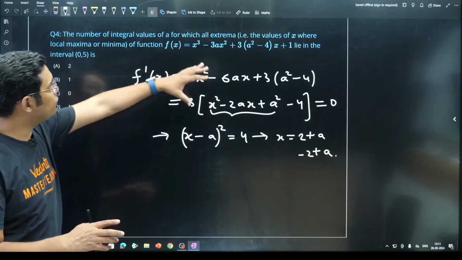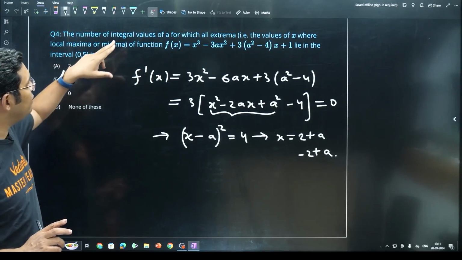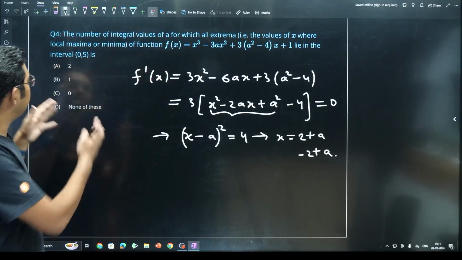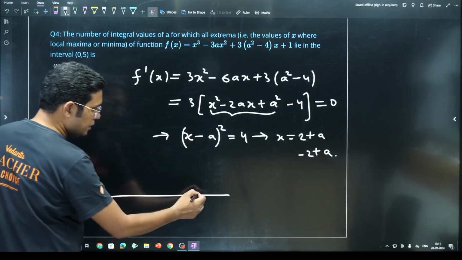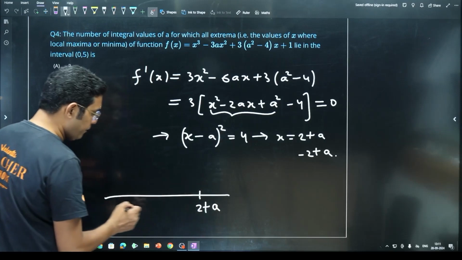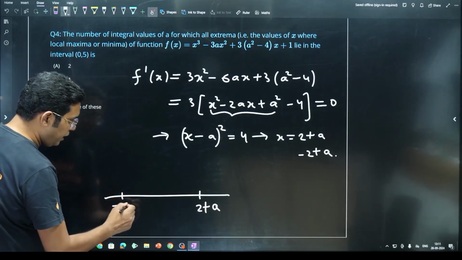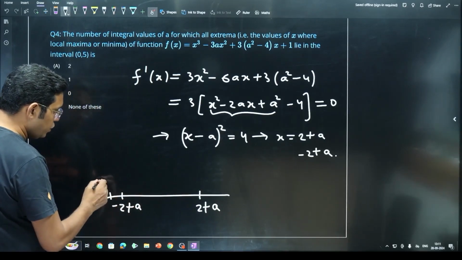Combinedly you can say points of extrema, which is what they are asking. Number of integral values of a for which all extrema lie in the interval 0, 5. Now we want the values of these x. 2 plus a will be definitely lying on the right hand side on the number line, and minus 2 plus a will be lying on the left hand side, and we want this to lie in the interval 0 to 5.